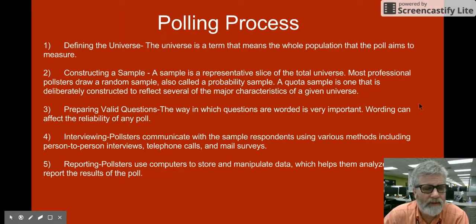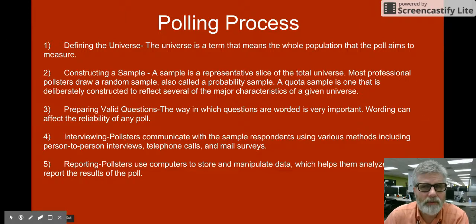And then number 5, you have reporting. Pollsters use computers to store and manipulate data, which helps them analyze and report the results of a poll. You also look at the poll results and see how they were. You look at getting a margin of error, and then you look to see if there's any bias in the polls.